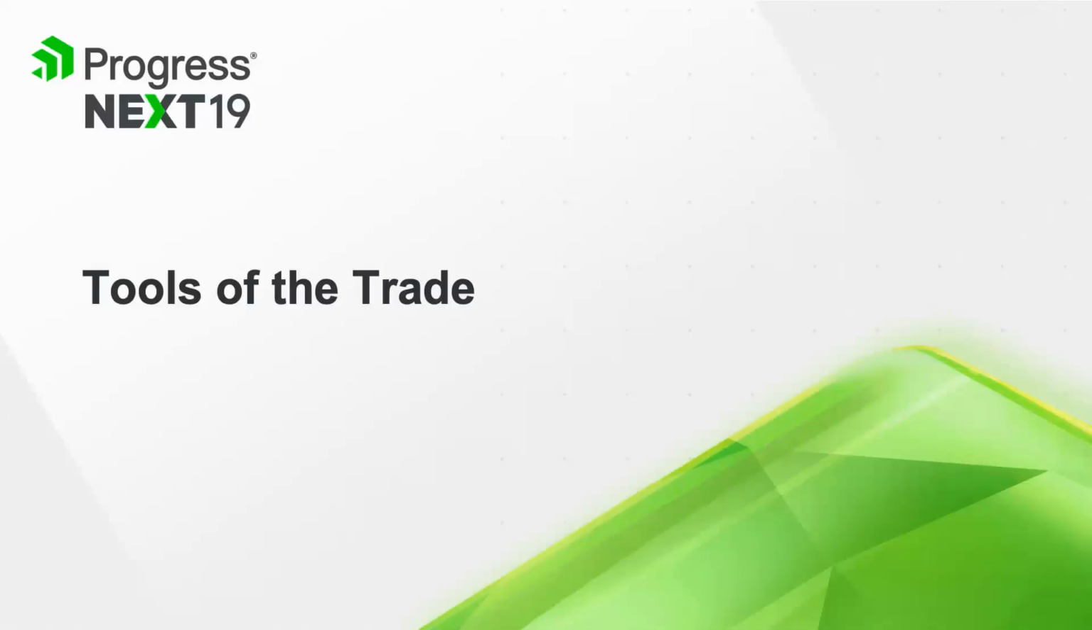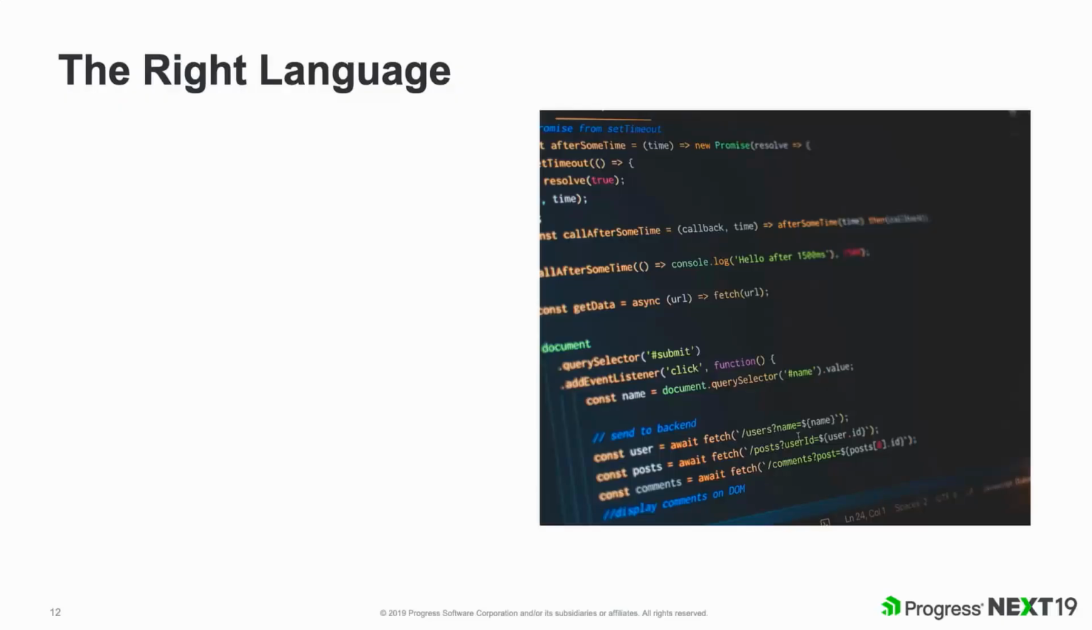So now we'll look at some of the tools of the trade. What are some of the tools and the choices that you can make use of to help deliver these types of modern apps? The first thing is you need the right language. There are more software programming languages out there than I can count. And trying to determine which language to build your next modern app in is a very important decision for a lot of reasons. The first is it needs to be the right tool for the job.